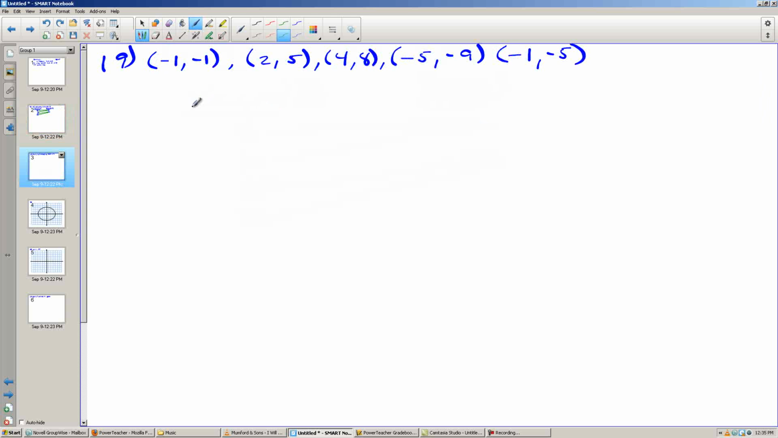Let's take a look at number 19. Here, we don't have to list the domain and range, but it's going to help me understand a little bit about why there's a problem here. So I'm going to list my x values: -1, 2, 4, -5, and -1 again. Well, I've already got a -1, so I don't need to write it twice. Over here, I've got -1, 5, 8, -9, and -5. Those are my y values. These are my x values.